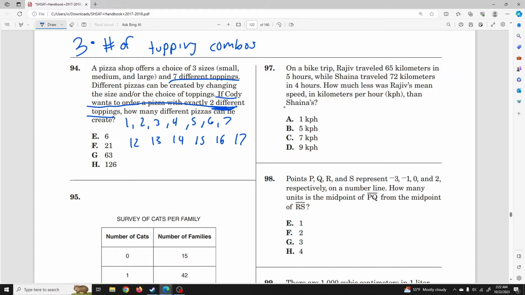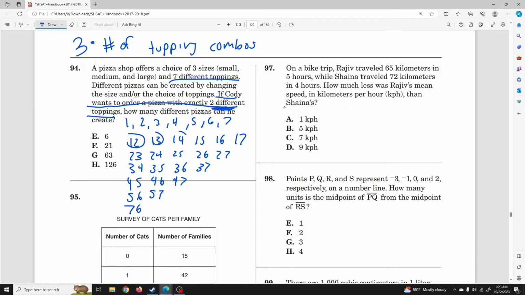So that's all the toppings with 1. Now the toppings with 2, it's going to be 2 and 3, 2 and 4, 2 and 5, 2 and 6, 2 and 7, right? Why did I skip 2 and 1? Because we already have 1 and 2 written here. So next is 3 and 4, 3 and 5, 3 and 6, 3 and 7. Next is 4 and 5, 4 and 6, 4 and 7. Next is 5 and 6, 5 and 7. Next it's going to be 6 and 7. Right, and that's it. Those are all the possible combinations.